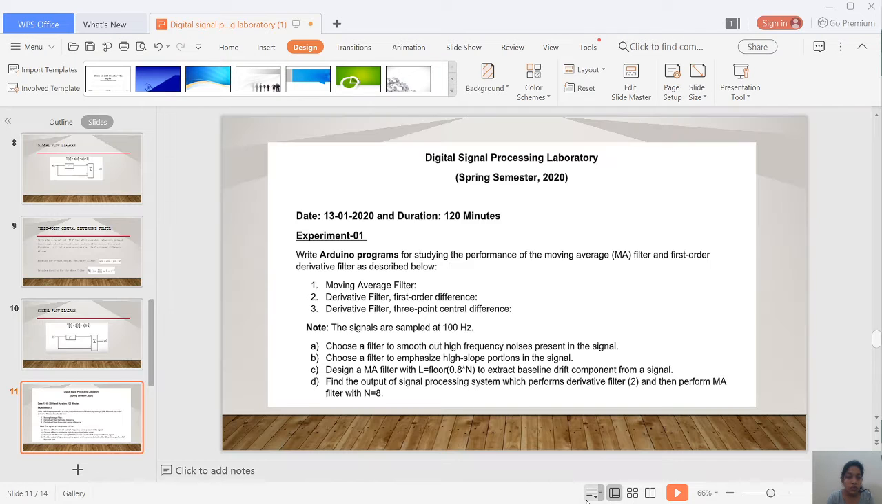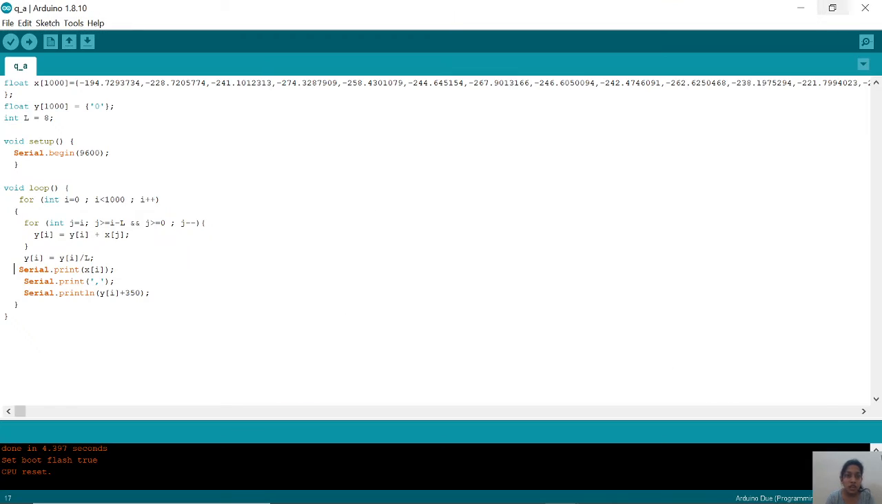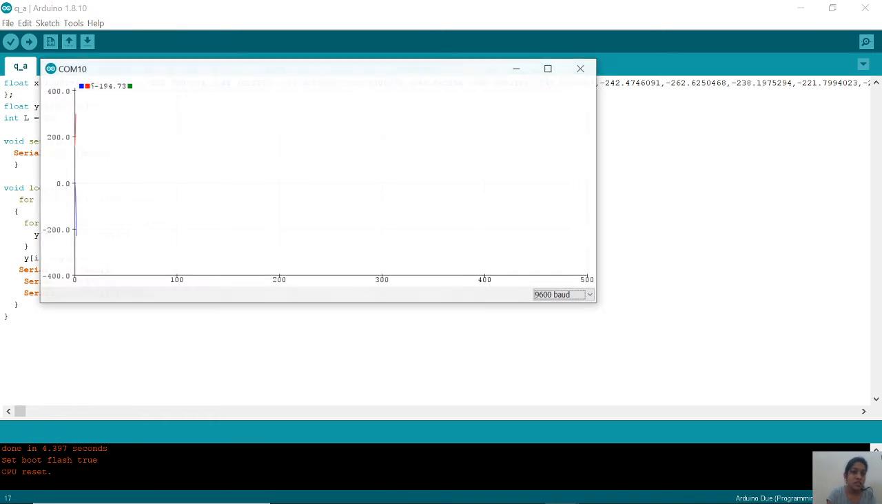Now we will go to the second question: choose a filter to emphasize high slope. Let us see the output of this first. This button is used to upload the code, and this button is used to verify our code. It is taking time for uploading. After uploading, Control plus Shift plus L gives us the output.